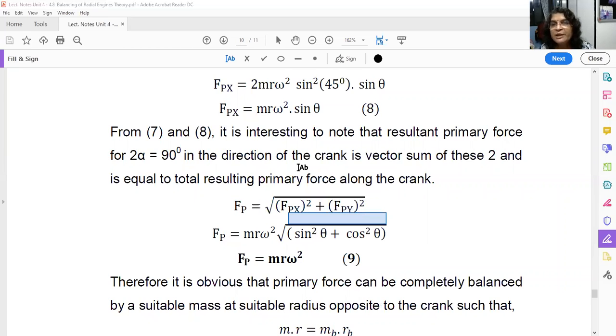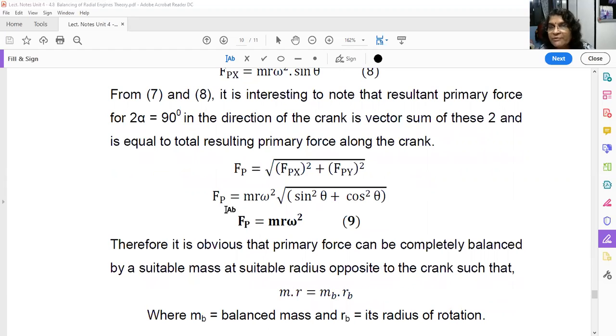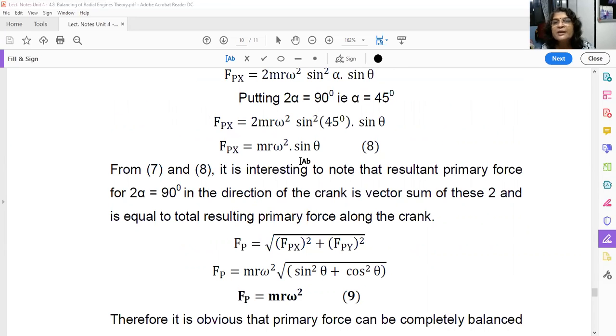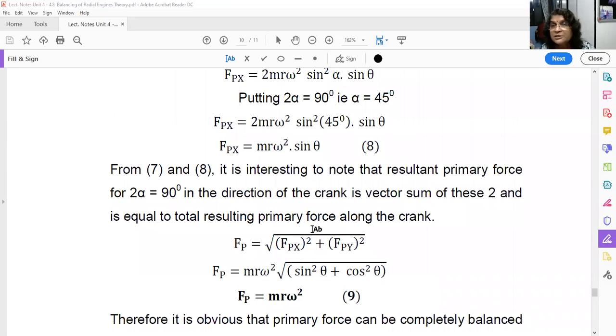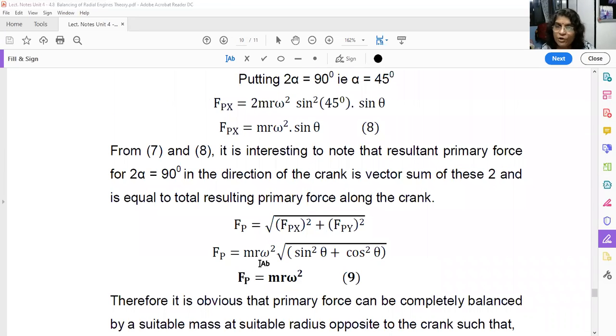So when you put the value, what are you getting? Fp is equal to mr omega square. You can take common. So what is remaining? See here, here also mr omega square and here also mr omega square. So mr omega square and square of that one. When it comes out of the square root sign, it will simply become mr omega square.